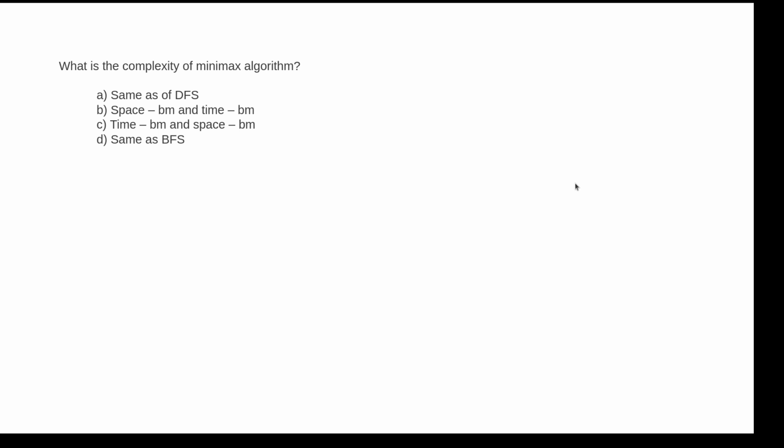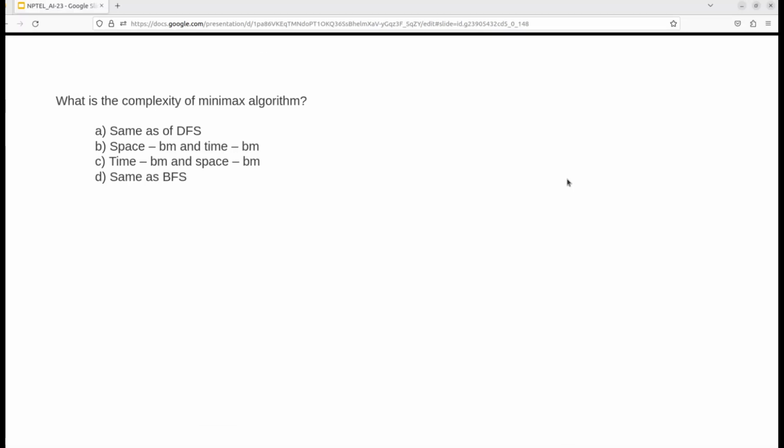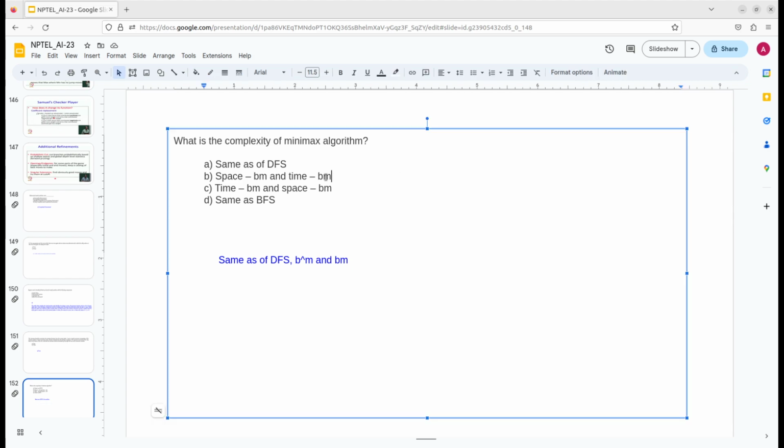Now the next question: what is the complexity of the minimax algorithm? Is it the same as BFS? Options are: time b^m and space b^m, and so on. I think one of them is missing something, a power, I guess. Otherwise options B and C would be the same, b m and b m. Yeah. So let me correct it.